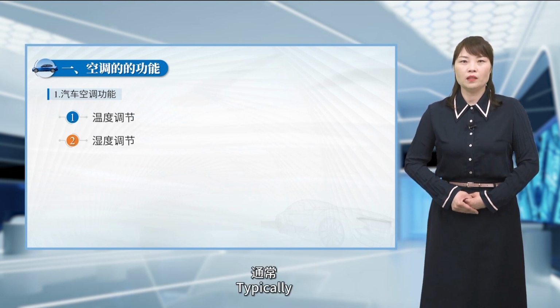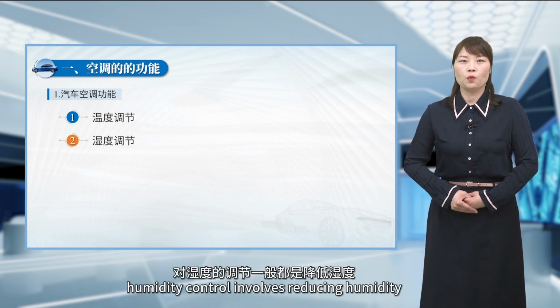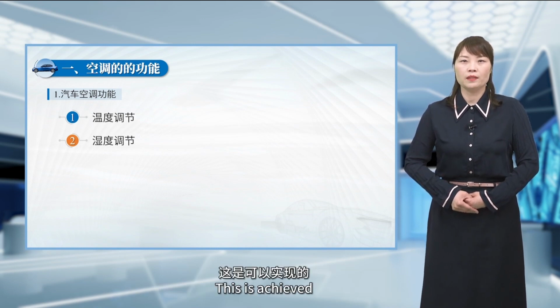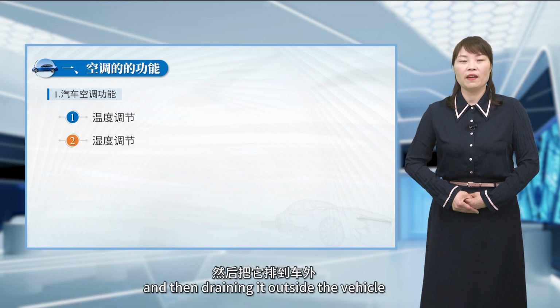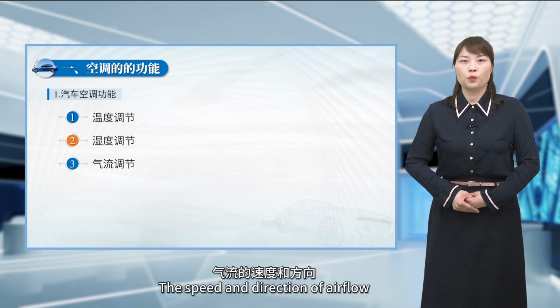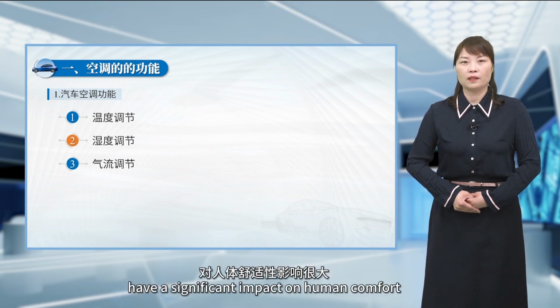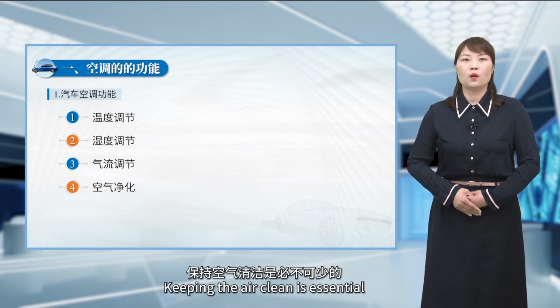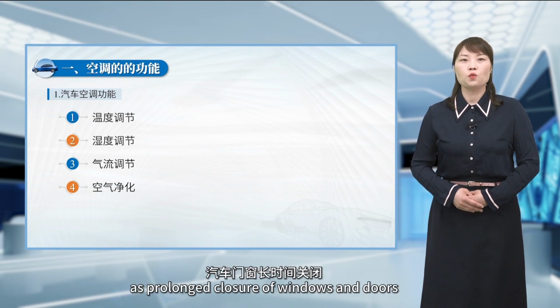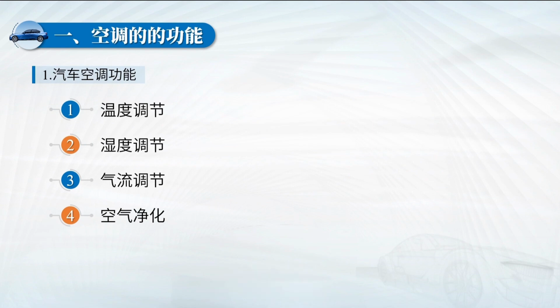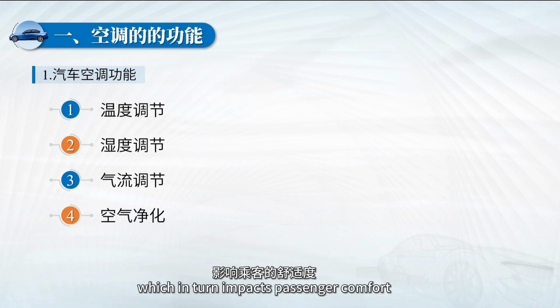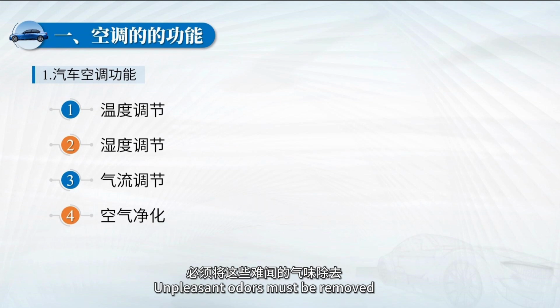Humidity control. Typically, humidity control involves reducing humidity. This is achieved by condensing water vapor from the air onto the evaporator surface and then draining it outside the vehicle. Airflow adjustment. The speed and direction of airflow have a significant impact on human comfort. Air purification. Keeping the air clean is essential as prolonged closure of windows and doors can affect air purity, which in turn impacts passenger comfort. Unpleasant odors must be removed.